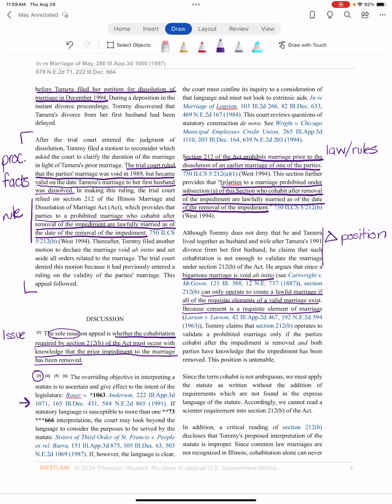Tommy claims that 212 can only validate a prohibited marriage if the parties cohabit after the impediment is removed and both parties know that the impediment has been removed. Okay. And I can tell right now this is not going to go well for him because the court says this position is untenable.